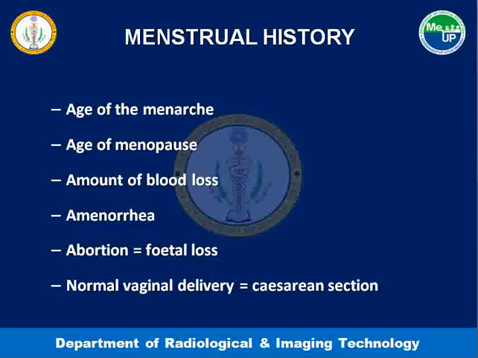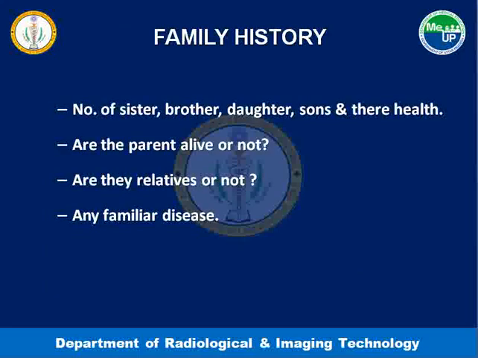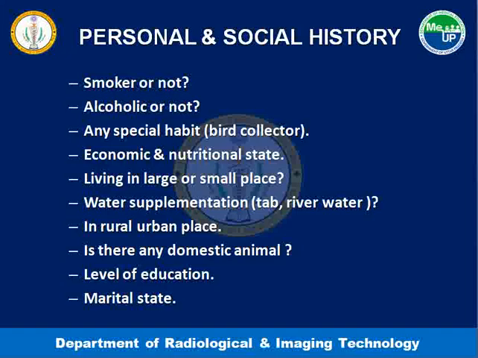abortion, fetal loss, normal vaginal delivery, cesarean section. Family history includes the number of sisters, brothers, daughters, sons and their health. Are the parents alive or not? Are they relatives or not? Any familial disease?